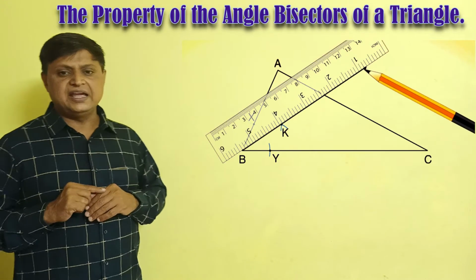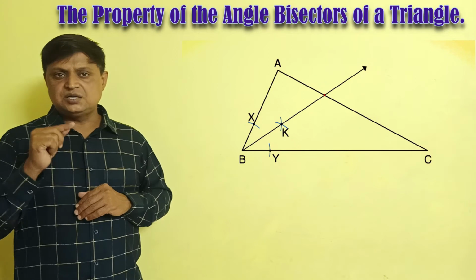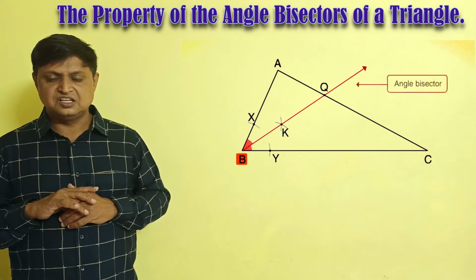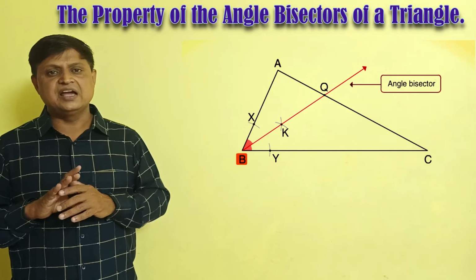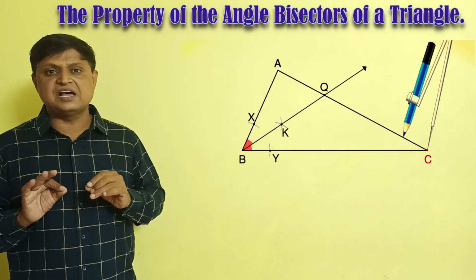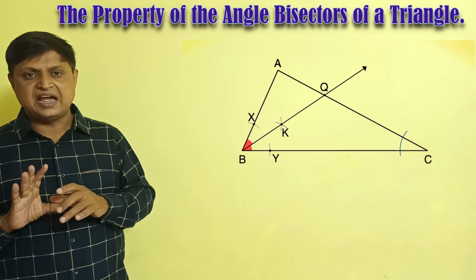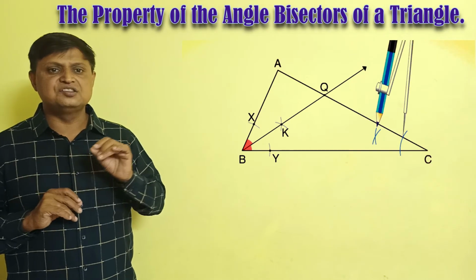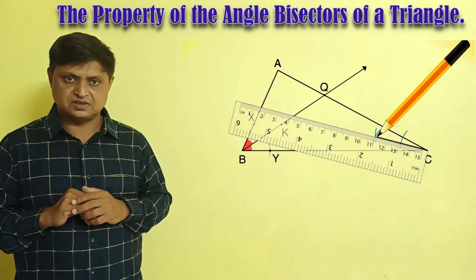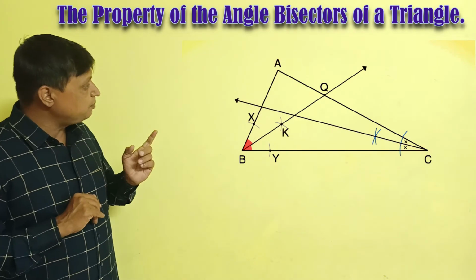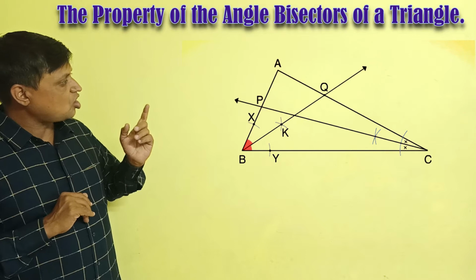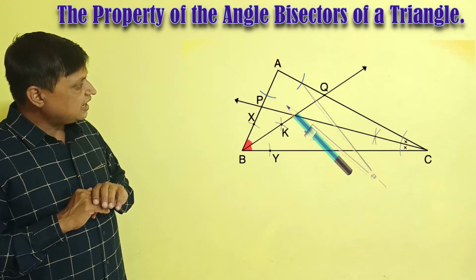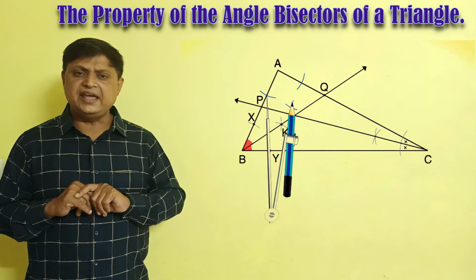On side AC, label it point Q. Use the similar method and draw the angle bisector of angle C and get the ray, the angle bisector CP. Use the same method and draw the angle bisector of angle A and get ray AR.